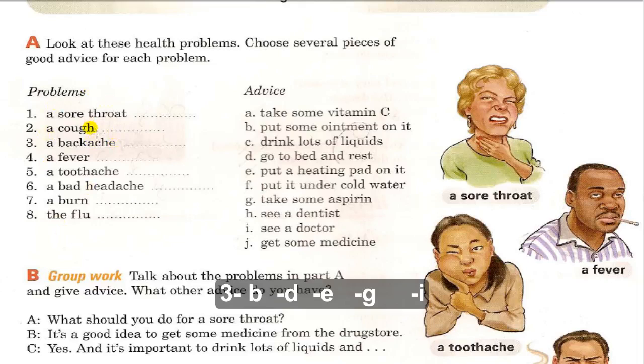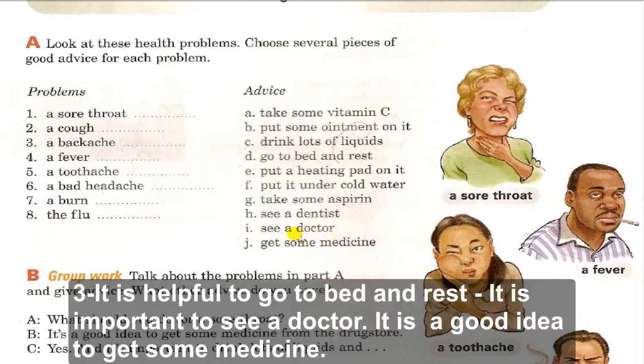For all of these diseases, the general answer is: it's important to see a doctor. It's helpful to get some medicine. I can use advice like, it's important to see a doctor, it's helpful to get some medicine. General answers. Also, it's a good idea to go to bed and rest. It's important to see a doctor. It's helpful to get some medicine.